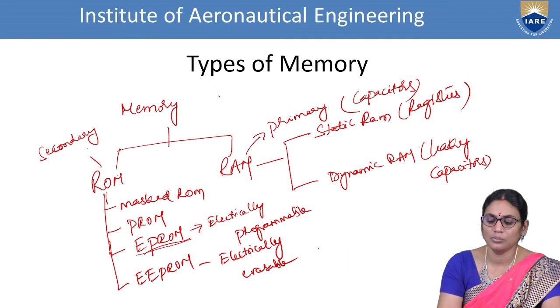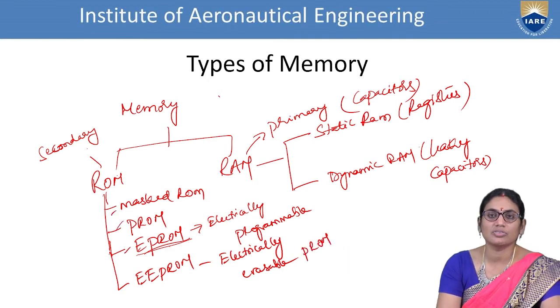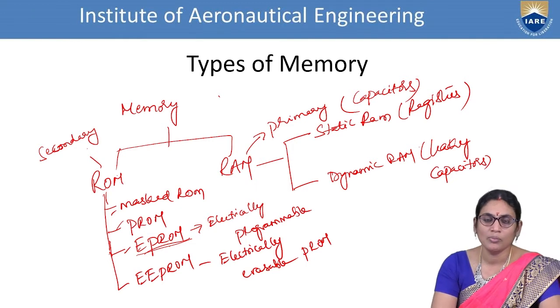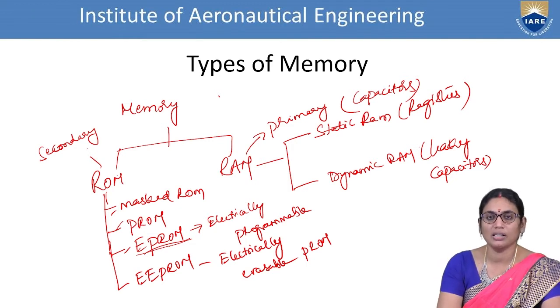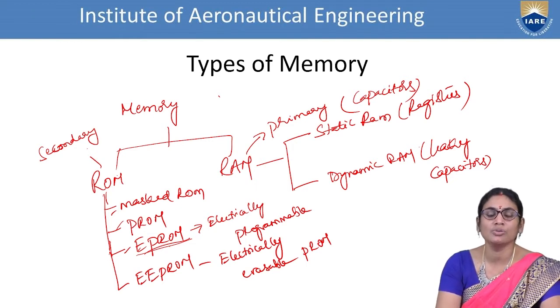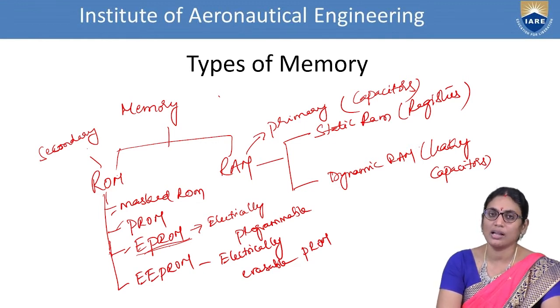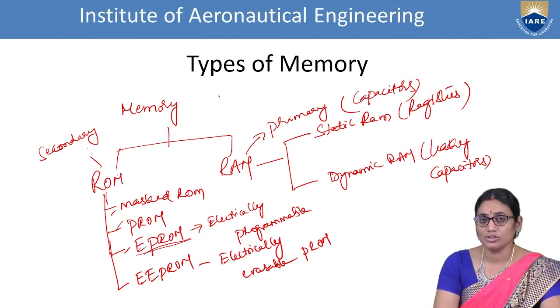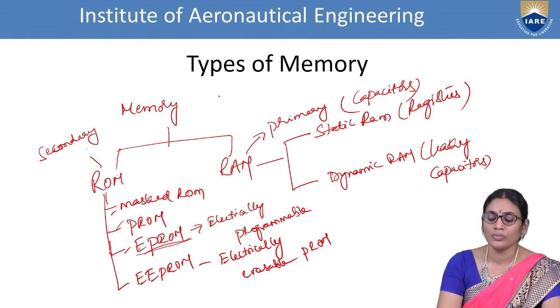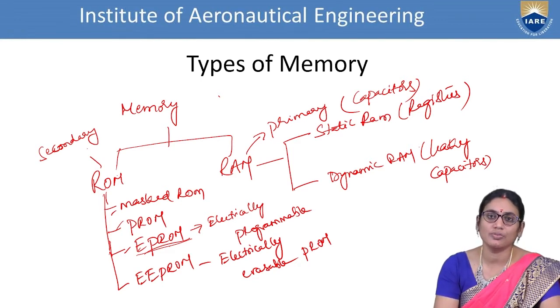Electrically erasable PROM. So what happens here? In the first three cases, we can just write the data. We cannot have any modifications for the data. But the last case allows you to handle the data. If you want to change the data, you can do so, again, by means of electrical pulses itself. And this is called electrically erasable PROM. So these are the basic classifications of the memory.